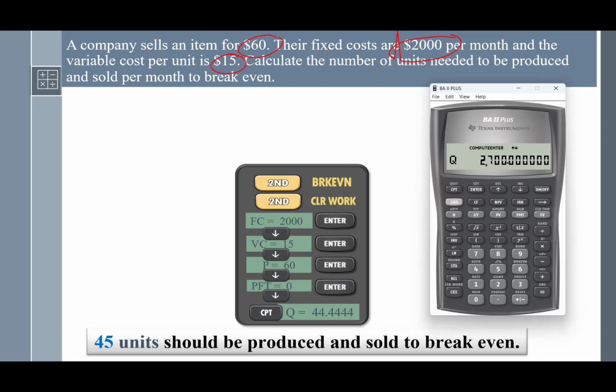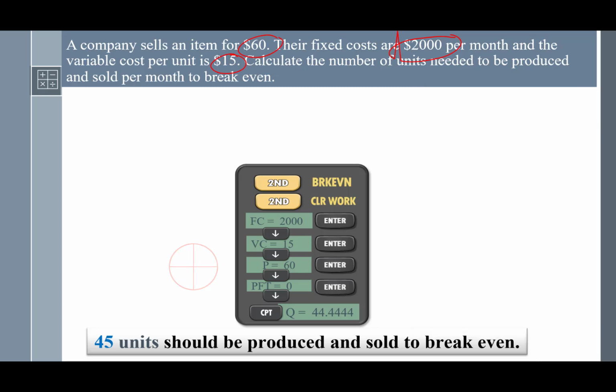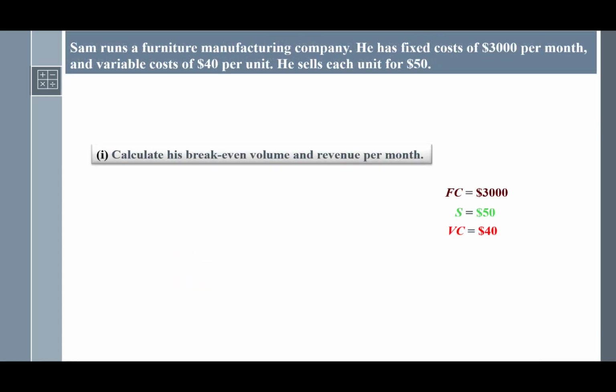$2,700. They will break even. Less than that, it's a loss. More than that, it's a profit. So it's that simple to enter the values. As I said, keep the one missing till the end and press CPT on it.